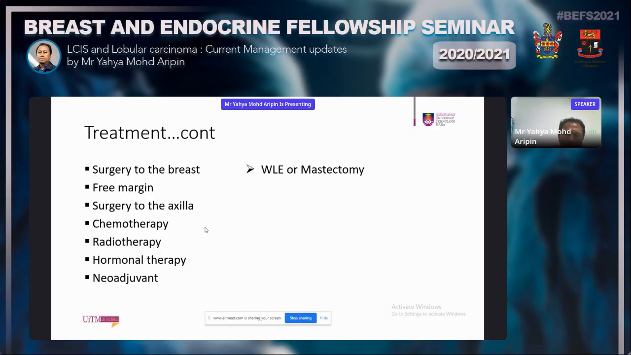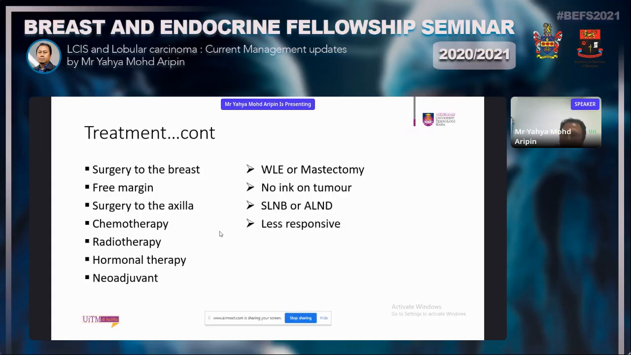What about the margin? You know that for IDC you need to get a certain margin, right? Margin for ILC is still the same. There's no ink on tumor. As long as there's no ink on tumor, you are okay. This is the same as IDC. Surgery to the axilla, can you do sentinel node biopsy? Yes, it's an option. If there are clinically no lymph nodes, you can do sentinel node biopsy.